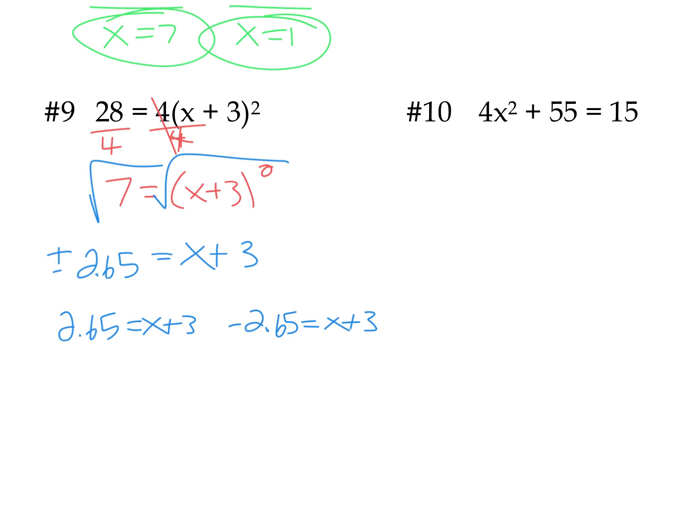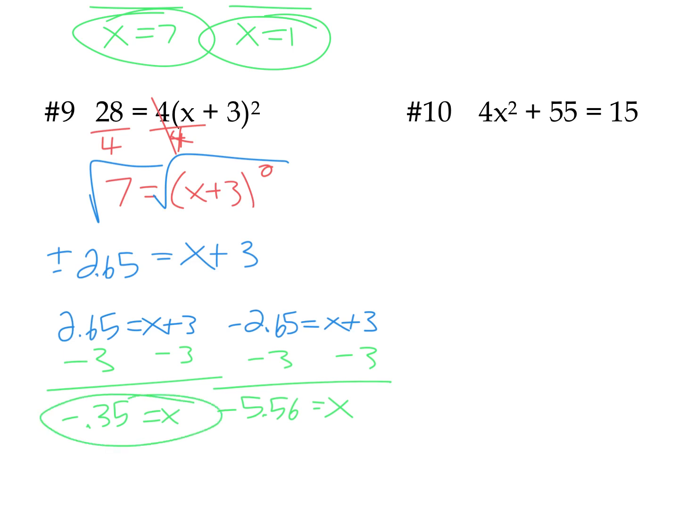So I'm going to subtract 3 on both sides of both of these equations. Subtract 3 and subtract 3. Okay, so on the one on the right, I'm going to have x equals negative 2.65 minus 3 is negative 5.65. And then on the left one, I'm going to do 2.65 minus 3. That's going to be negative 0.35 equals x. So there's my two solutions.